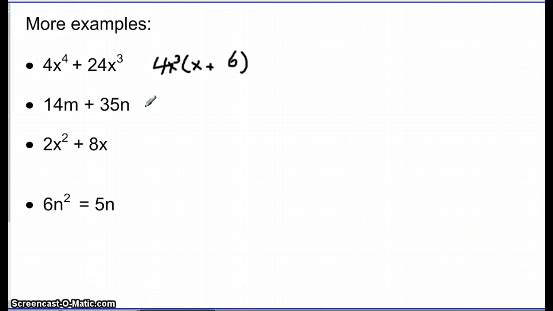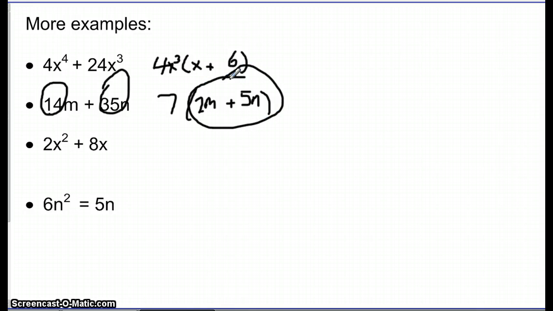In the second example, the common factor between 14 and 35 is 7. So we can take 7 times 2m plus 5n. Because the first term, 7, does not have a variable, we do not set that equal to 0. 7 cannot be equal to 0 and is irrelevant in solving this equation. To solve it, you would set this portion, the portion with the parentheses, equal to 0. Since we have two variables, though, we still cannot solve this equation.